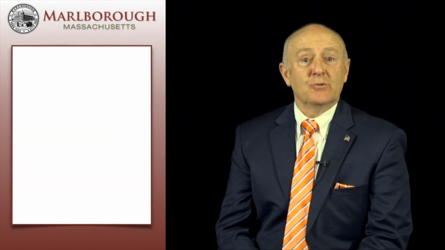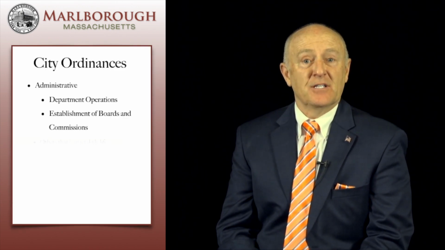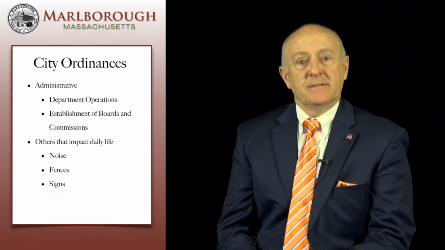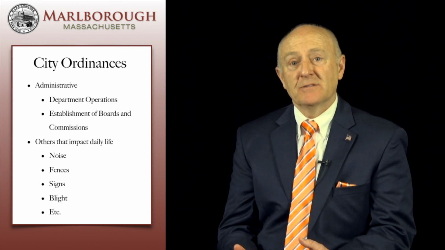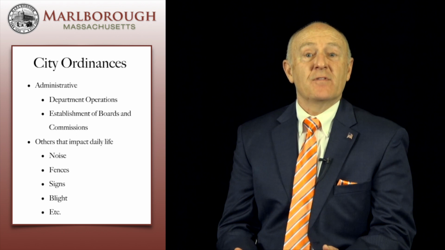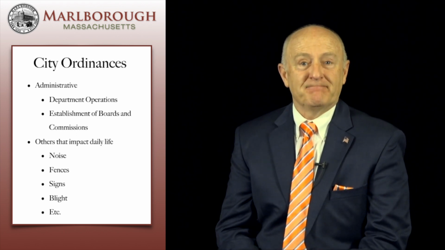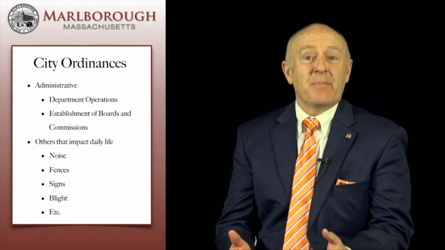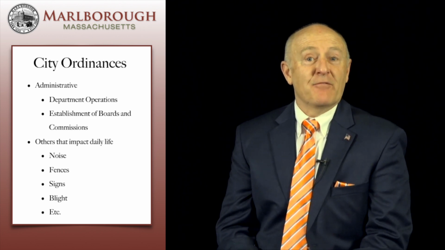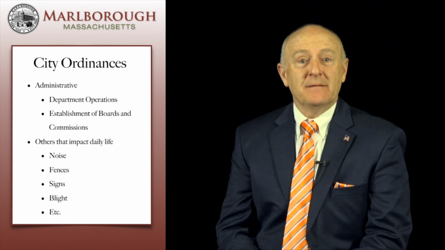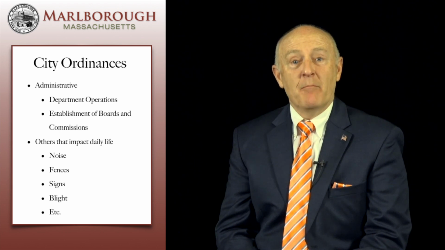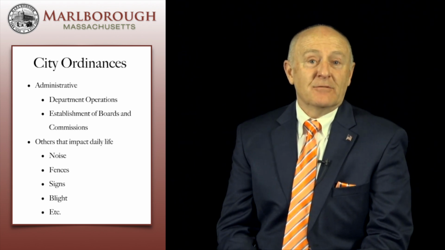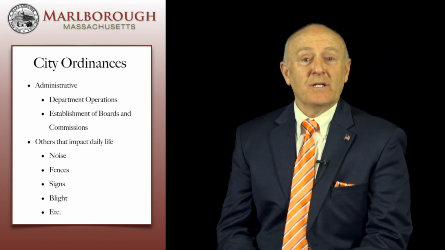Examples of ordinances you would find in many of the different sections of the City Code range from administration, specifics of several departments, how they are operated, establishment of boards and commissions, to other ordinances that govern the behavior of the city and impact daily life. So what are they? Ordinances that impact daily life include noise, fences, signs, blight, animals, adult entertainment, burning, fees for services, marijuana, property maintenance, the residential drop-off station, solid waste, swimming pools, and many more.